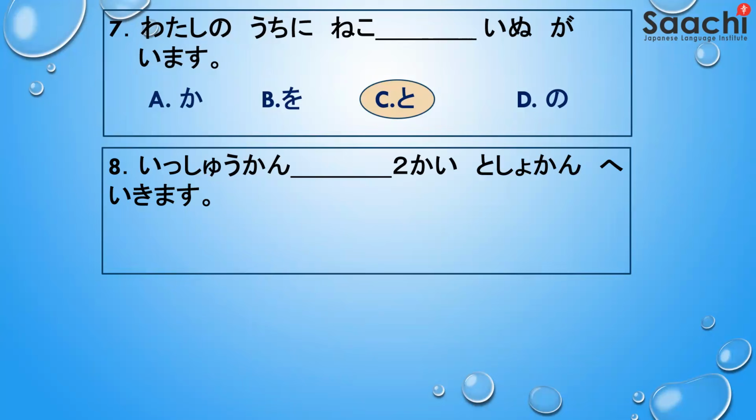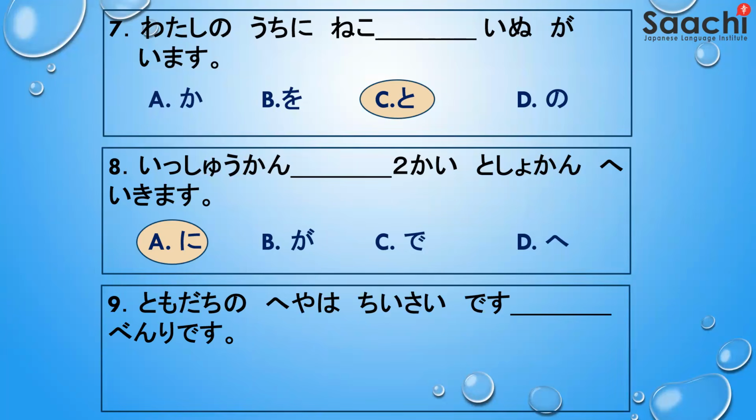一週間、2回図書館へ行きます。に、が、で、へ。Answer is 一週間に2回図書館へ行きます。Whenever you're using frequency, 一週間に、1ヶ月に、1日に, how many times you do in a day, in a month, then you use the particle に。次は、友達の部屋は小さいです。便利です。に、が、と、は。Answer is が。Whenever you are mentioning two adjectives, where one is positive, one is negative, in the sense that they're not complementing each other.